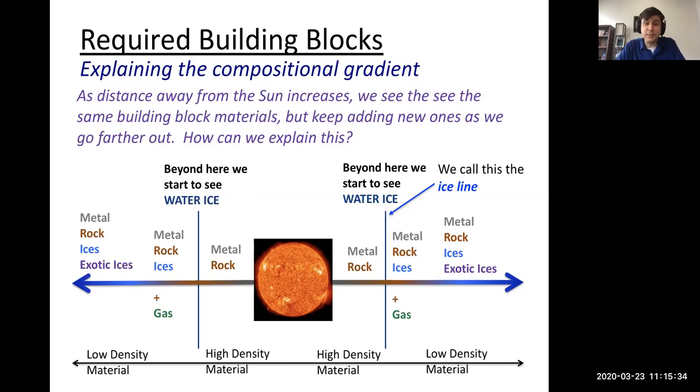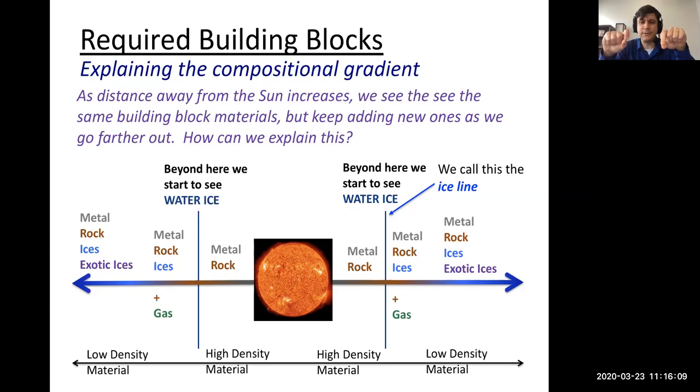Then nearby the sun, we can only form terrestrial planets, so we're only going to have metal and rock as building blocks. As we move further and further away from the sun, temperatures are going to get colder. Eventually, they'll be cold enough where we can form water ice. And once we can form water ice, that distance away, we call that the ice line, we get a new ingredient, water ice. And for every 1 bit of metal and rock we can form, we can form 2 bits of ice. So we get a new ingredient, and we get a lot of it.